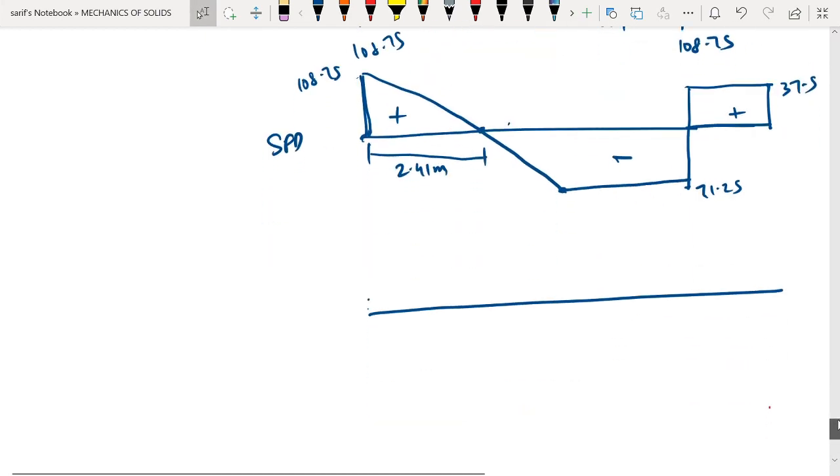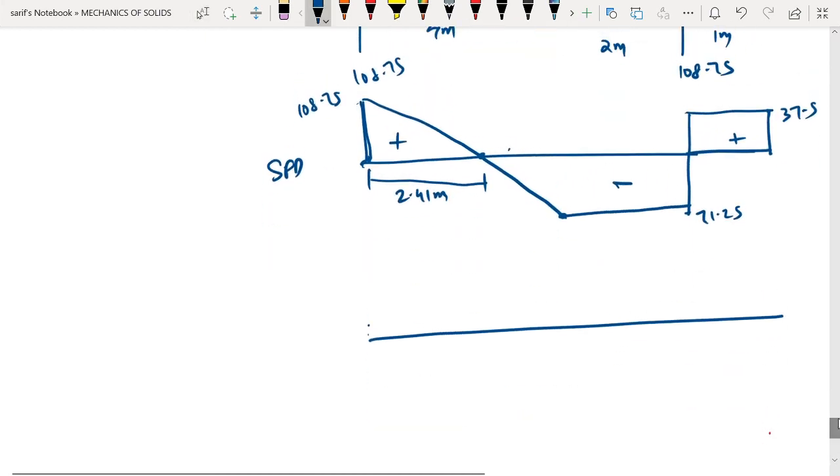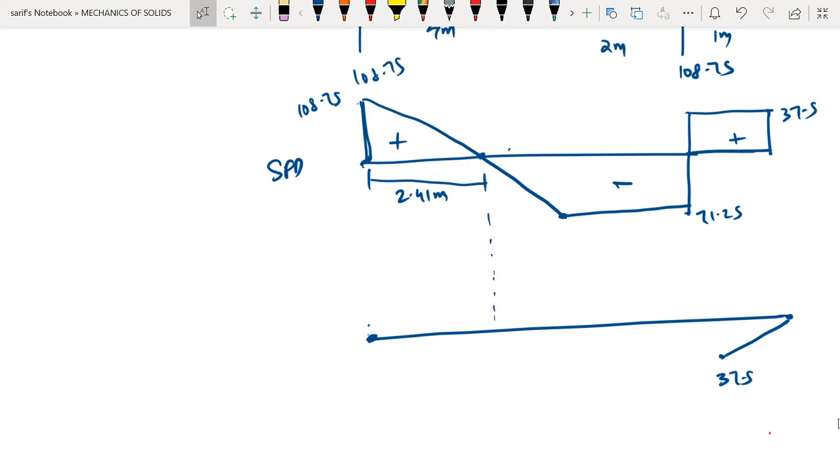To draw the bending moment diagram, we know the value of bending moment is 0 here. It is minus 37.5 here. So this is 37.5 and it is drawn by a straight line. Then what we have is a value of 0 at this particular point, and it is going to be having the maximum at this point.